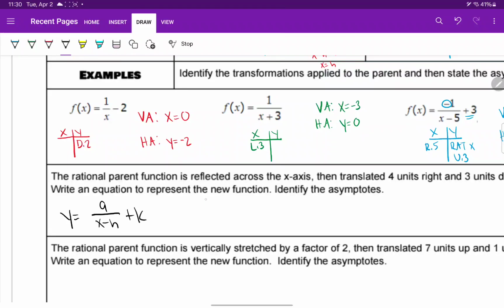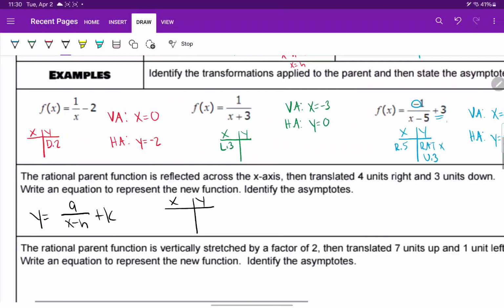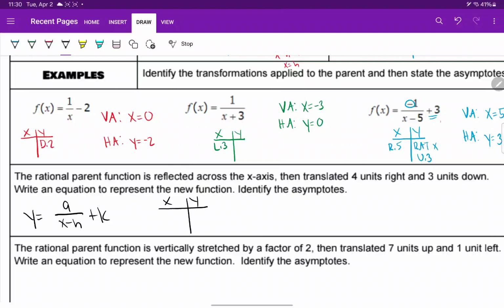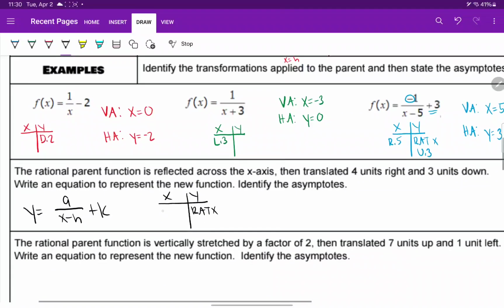All right, then we'll make our xy table so we can kind of remember what the transformations are. So first we have reflected across the x-axis. That's a vertical transformation. Translate 4 units to the right. That's right 4. And 3 units down. So on the y, that's down 3.